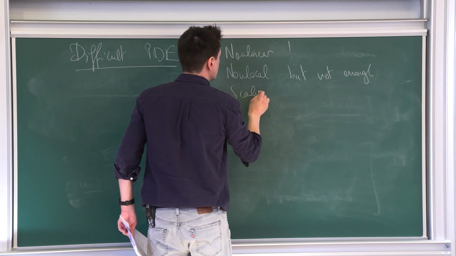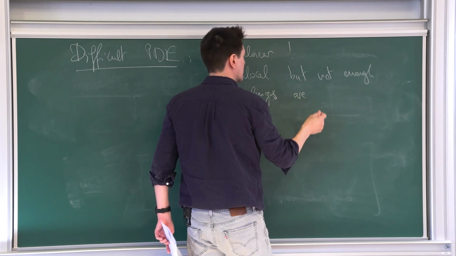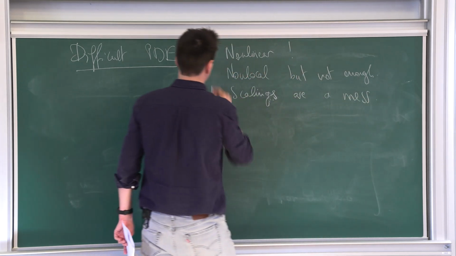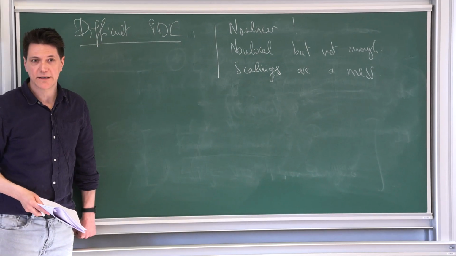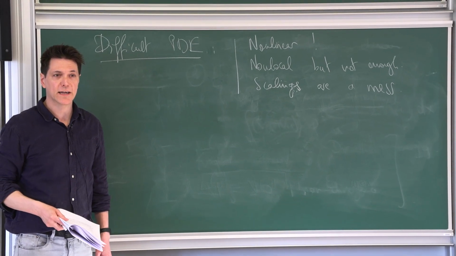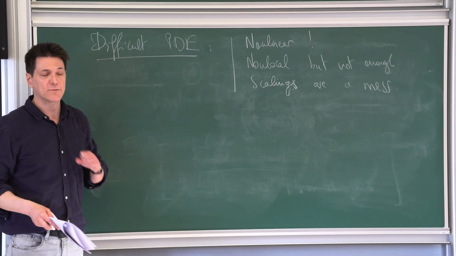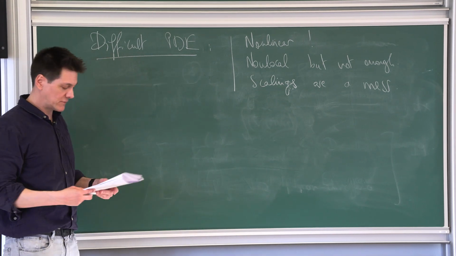The scalings are a mess. If you're used to Schrödinger or Navier-Stokes, you might be used to PDEs that behave very nicely with a certain number of scalings that allow you to determine critical spaces and everything. It's not the case for the Boltzmann equation as far as I know. So that's another difficulty of the problem.